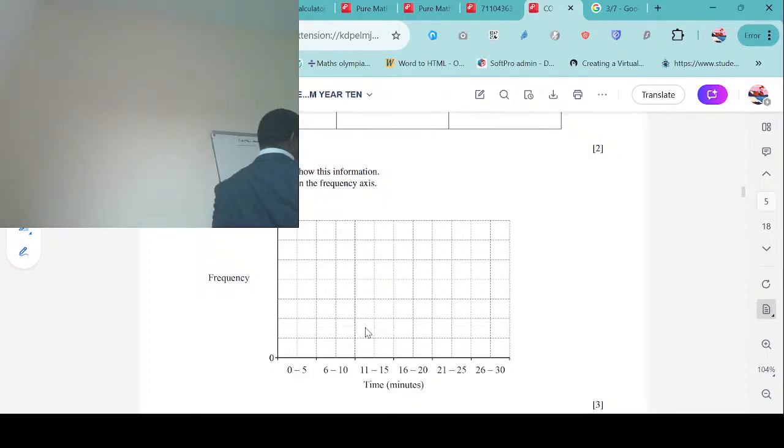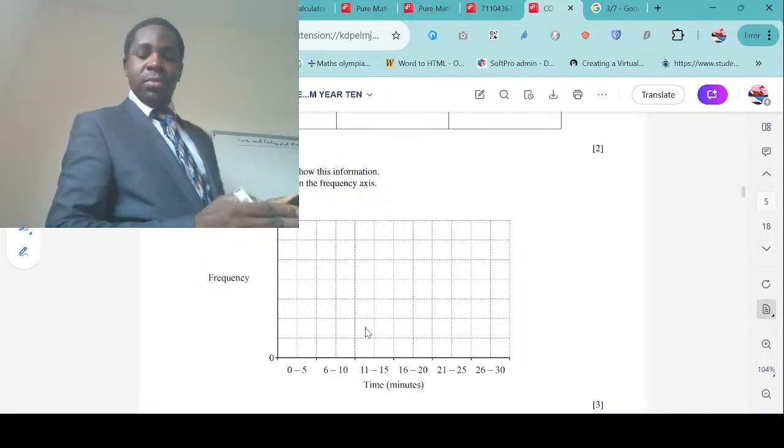So here is going to be 5.5 to 10.5. Here will be 10.5 to 15.5. Here will be 15.5 to 20.5. Here will be 20.5 to 25.5. Here will be 25.5 to 30.5. So the reason is because when you draw the graph, the bars will touch.